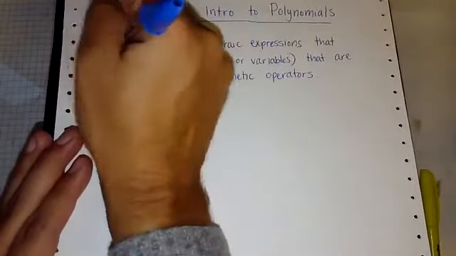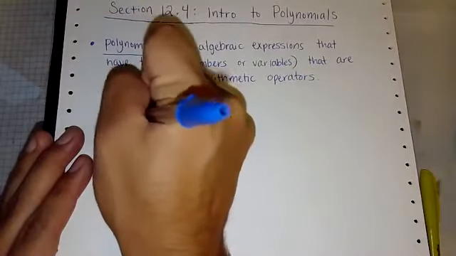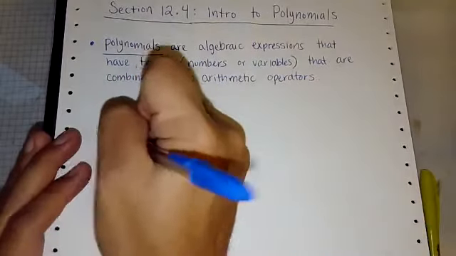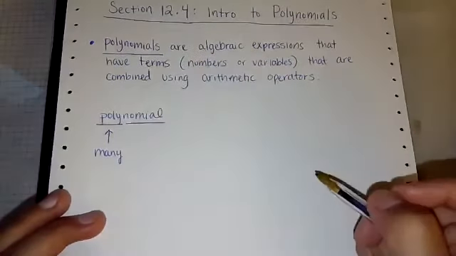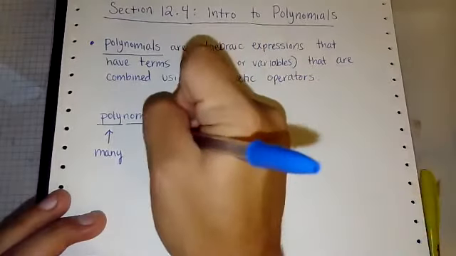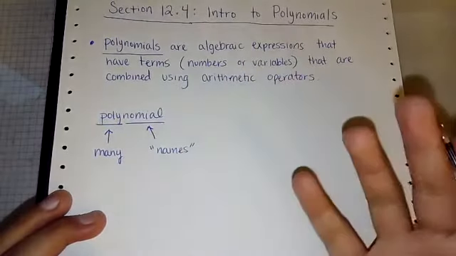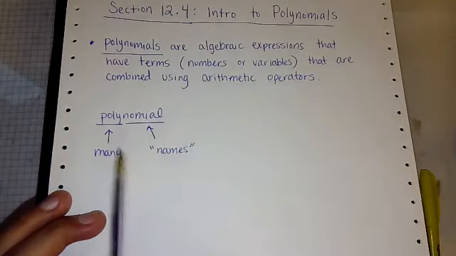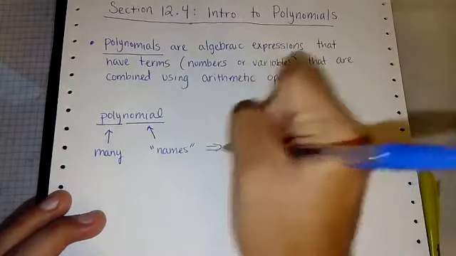Here I find that the word polynomial is useful to break it down into its etymology. So polynomial comes from the Greek poly, which means many, and nomial comes from a Latin root which refers to names. Like nombre in Spanish means name, or nom in French means name. Polynomials, you can think of them as being many names or many terms.